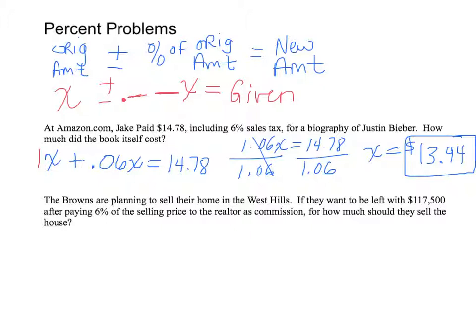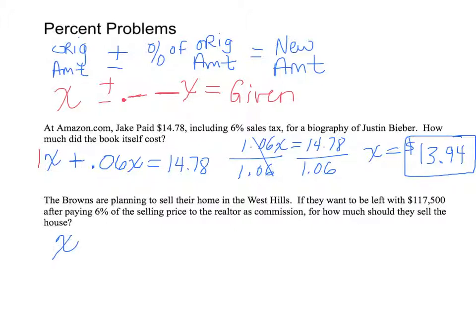Let's look at the next one. It says the Browns are planning to sell their home in the West Hills. If they want to be left with $117,500 after paying 6% of the selling price to a realtor as commission, for how much should they sell the house? Well, this is obviously one of the smaller homes in the West Hills. But this works the same way. I don't know what the original price is or how much they should sell the house for.